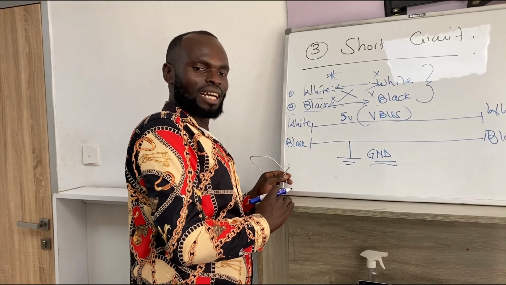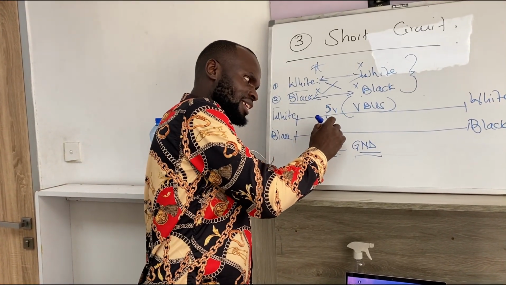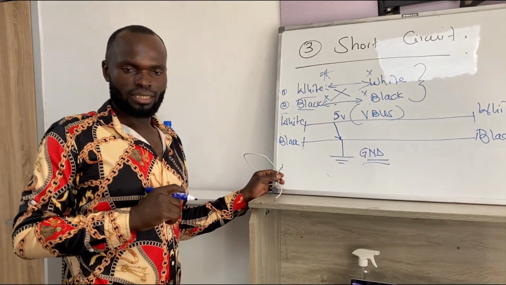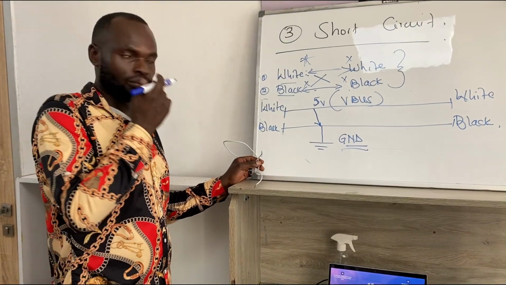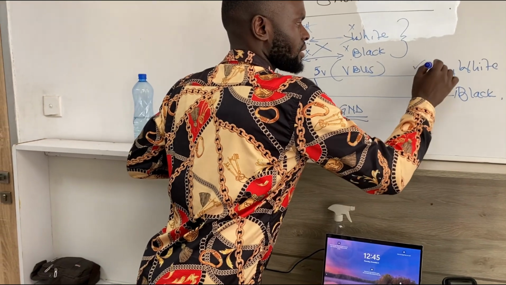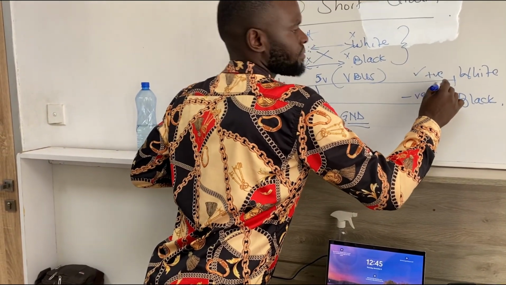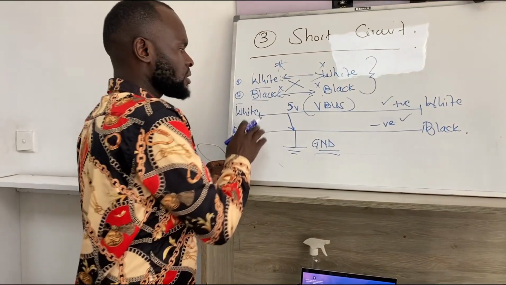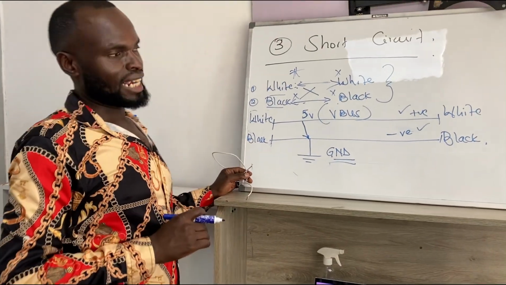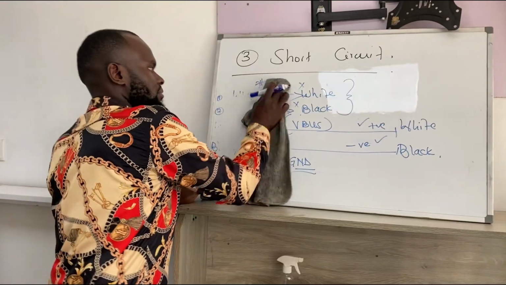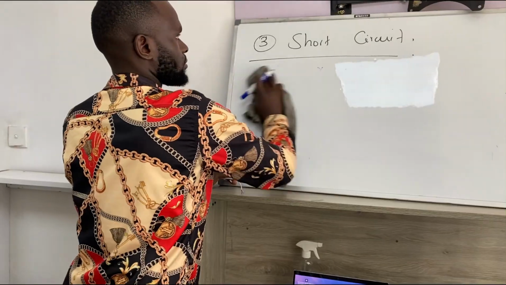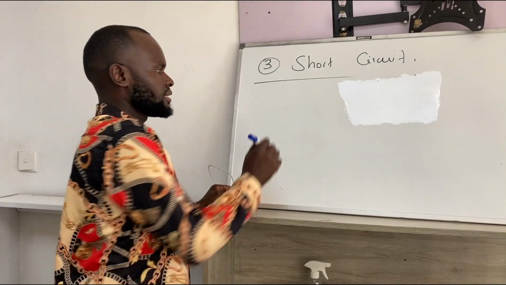So if by any chance this line links up with this, it will create what we call a short circuit. Get it? Yes. So we are having two lines. One is a positive and one is a negative. Positive, and this one is a negative. Okay? So we're having two lines. So if this one by any chance links up to this, we're going to create a short circuit. And how can that come about? We are having two rails.